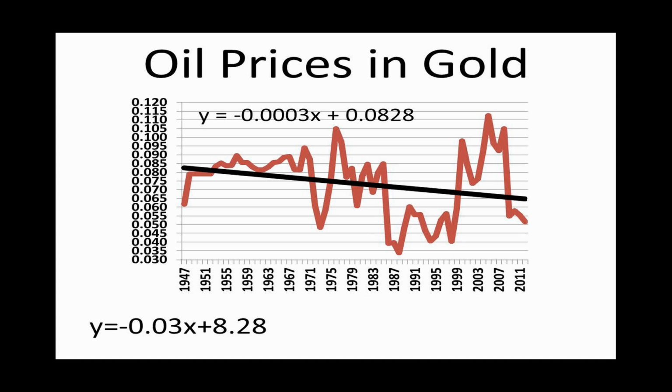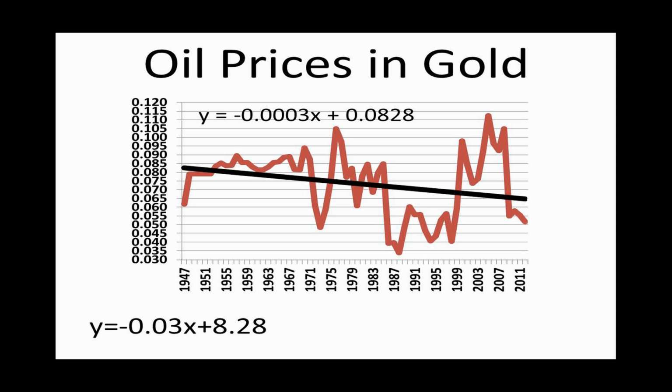The second graph here is the price of domestic US oil for the same period of time, but this one's in terms of gold ounces. You can see how the graphs are different, and the black line here is a linear regression line that I think better describes this graph. And you can see the equation for that line here. Y equals minus 0.0003x plus 0.0828.